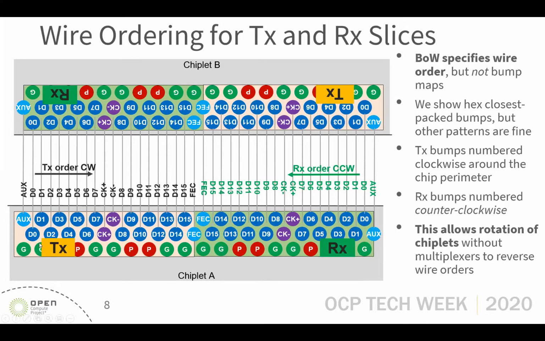Something else I want to mention is I'm showing the hexagonal closest packing of bumps in this pattern here, but we're not actually specifying bump patterns in Bow. What we're specifying is the wire order, because that's all that you really need in order to be compatible with, interoperable with another chiplet. We don't even specify the bump pitch. You can have a minor inconsistency of bump pitch, probably up to 20%, between one chiplet and the adjacent chiplet, and you'll have to do some fan out to interconnect them, but you can still interconnect them.